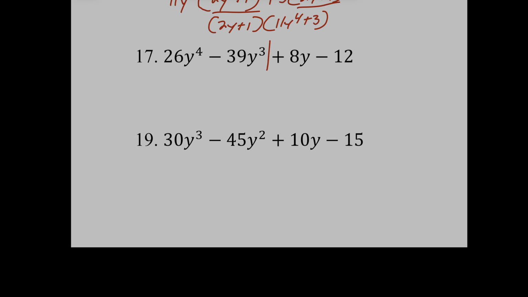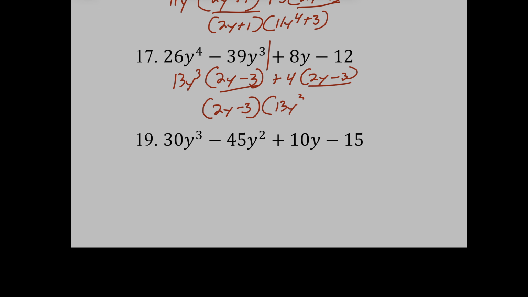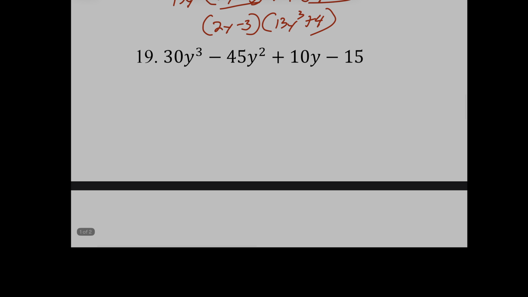Let's go on to number 17. Nice big numbers, but I see a 13 that can go into both of these, and a y cubed. What would be left over? How about a 2y minus a 3? And this one, I'm going to pull out a plus 4 out of both of these. Left over, 2y minus 3. Hey, they're the same. 2y minus 3, and what's left over? 13y cubed plus 4.